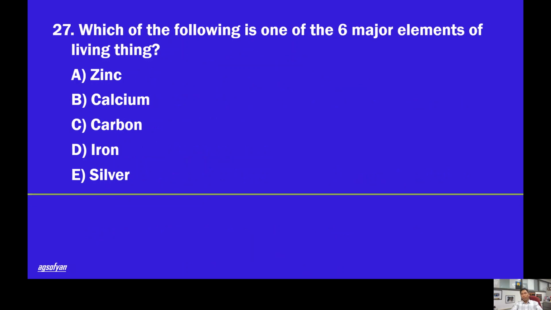27. Which of the following is one of the 6 major elements of living things? A. Zinc, B. Calcium, C. Carbon, D. Iron, E. Silver. Choose your answer. Yes, carbon is one of the 6 major elements in the living body, in the living cell. Carbon, hydrogen, oxygen, nitrogen, phosphorus, and sulfur are the 6 main components of living things.